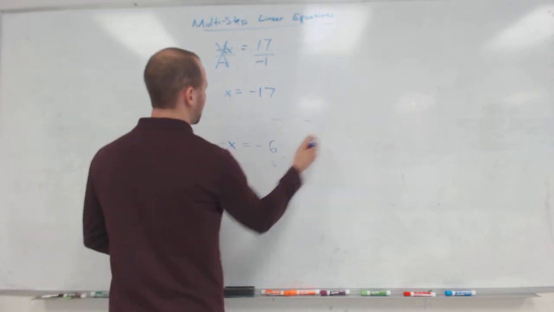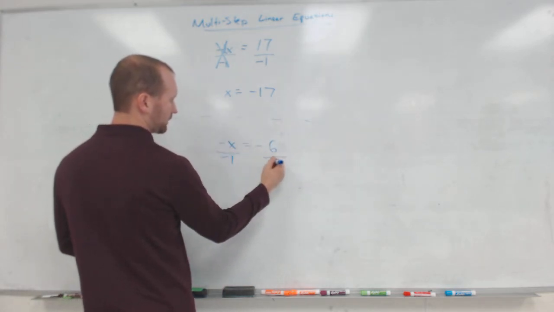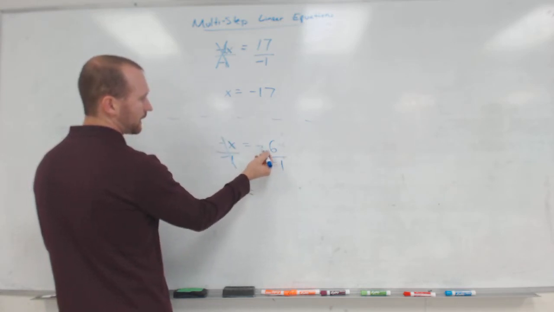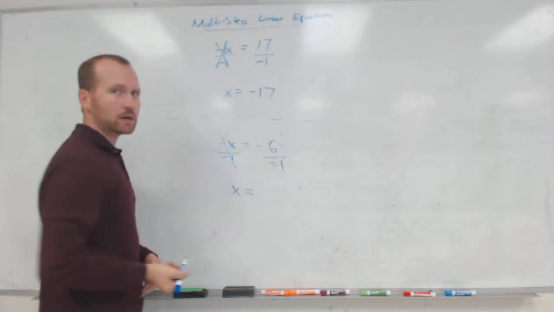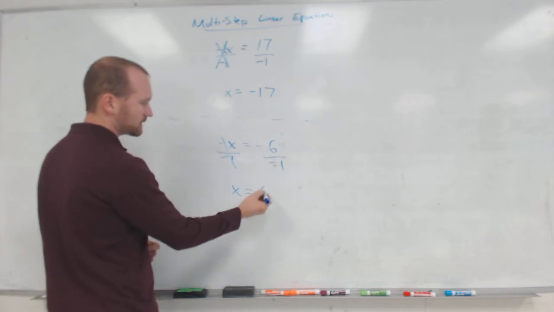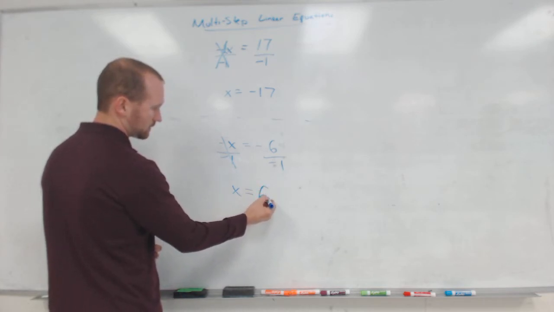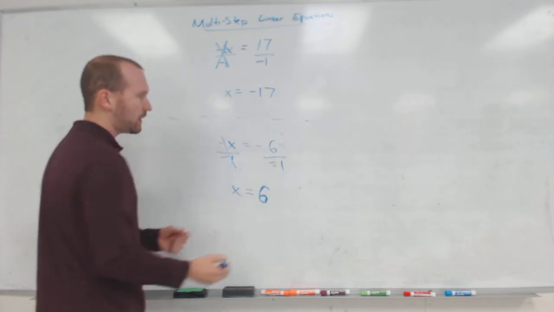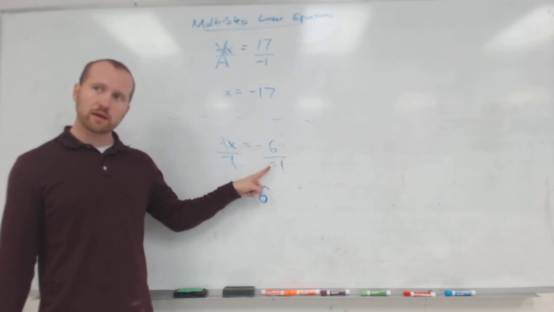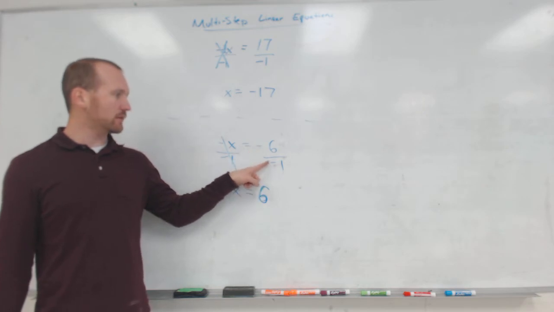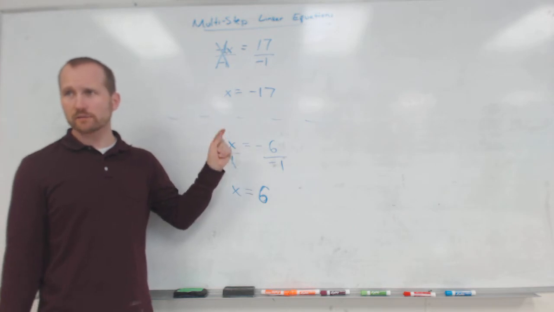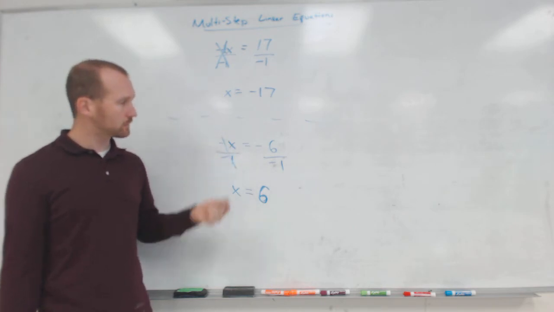Divide by negative 1. This cancels, so we have x equals negative 6 divided by negative 1. A negative divided by a negative is a positive 6. Just 6. You see why it's not negative anymore? Because we have a negative divided by a negative. So this negative and this negative, they cancel each other out. When we're multiplying and dividing, negatives cancel other negatives.